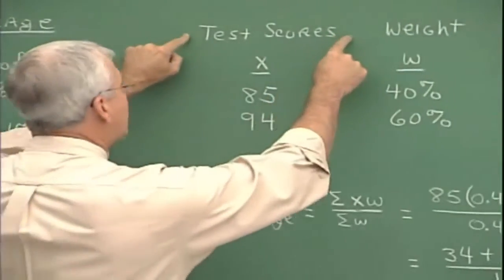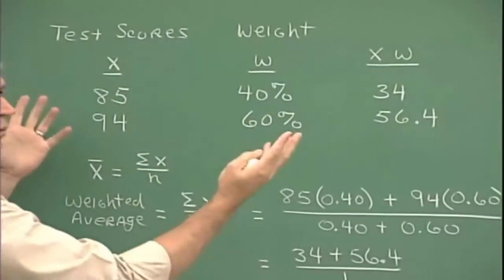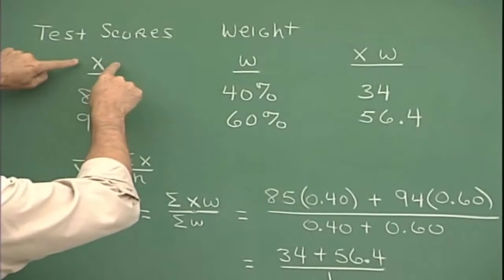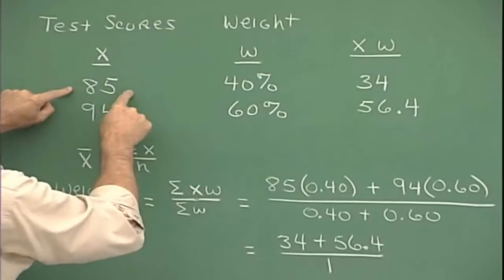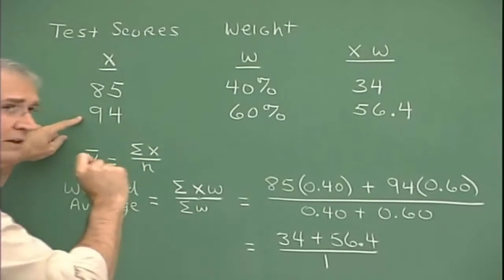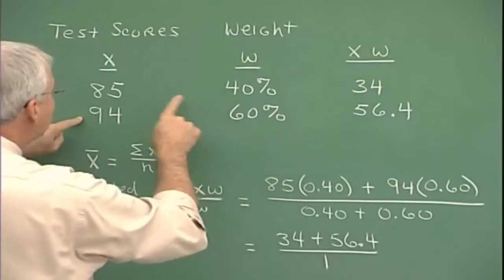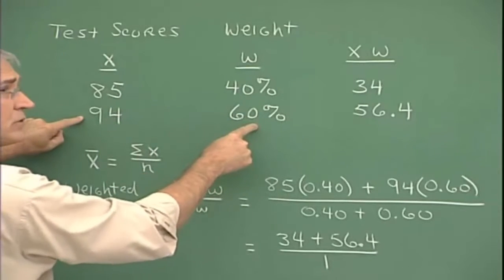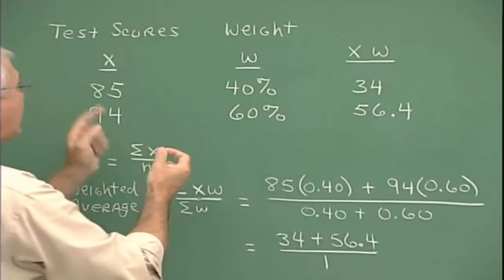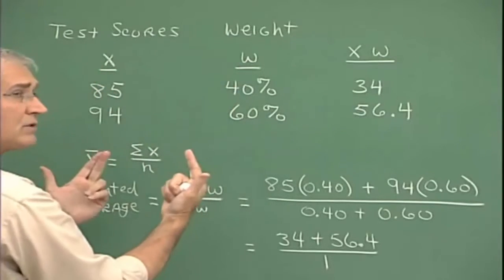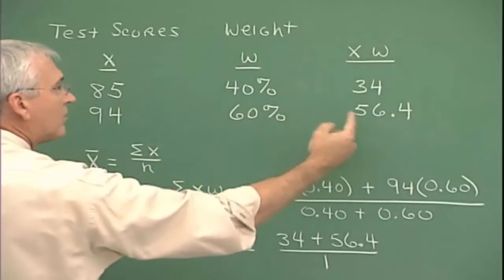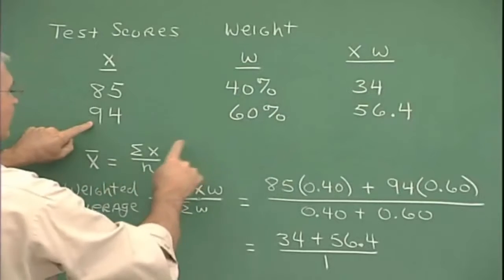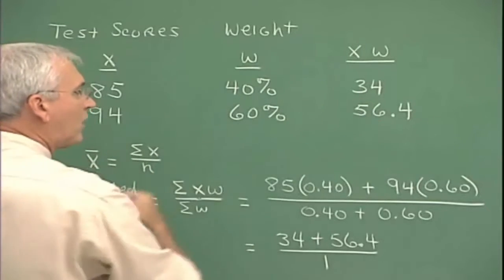Now, let's say that here are the test scores, and this is one way to lay it out, and there are a lot of good ways to do it, but here's one way, and we'll call these X values, but the test scores are 85 and 94. But we have to factor in the idea of the weight, and the weight for this test score is 40%, and for the final exam, 60%. Now we're going to need to calculate an X times W in this process, and I've created a third column for an XW. So 85 times 40% is 34, 94 times 60% is 56.4.